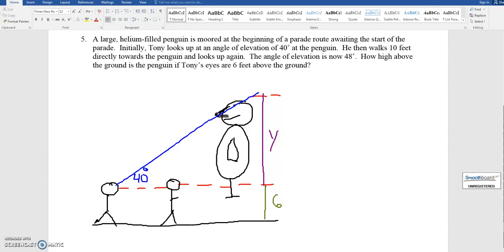Then he's going to walk 10 feet closer to the penguin, so let's pretend that we see two Tonys at once. Here's the second Tony. I suppose I should have given him arms or something here. Okay, now he looks up again. And that angle is 48 degrees.